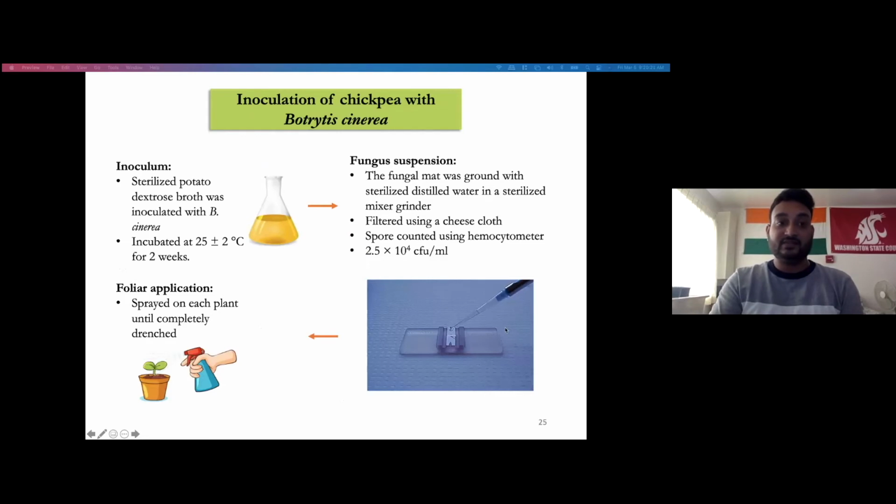The third fungus we chose was Botrytis, and for Botrytis we grew it in potato dextrose broth for 2 weeks at room temperature. After the Botrytis had grown, the fungal mat was collected, and then we ground it in a blender, and then using a cheesecloth we filtered it, and then using a hemocytometer we calculated the colony count at 2.5 × 10^4 colony forming units per ml, and every plant was drenched with this suspension.